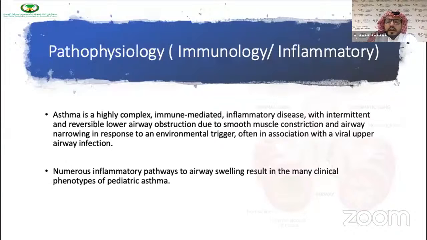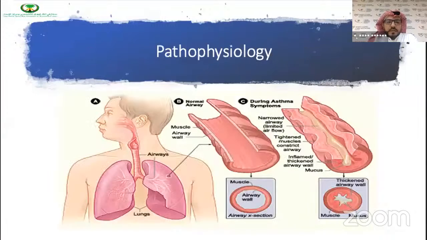The immune dysfunction and inflammatory response that occur in asthma are highly complex, and result in intermittent and reversible lower airway obstruction due to smooth muscle constriction and airway narrowing, in response to an environmental trigger, often in association with a viral airway infection. Numerous inflammatory pathways leading to airway swelling result in many clinical phenotypes of pediatric asthma.